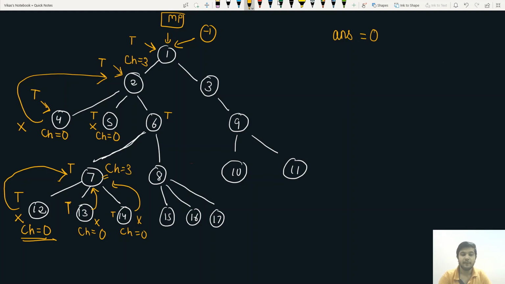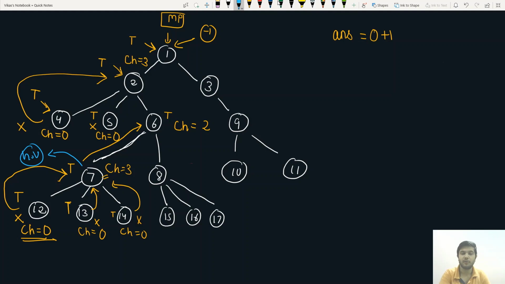Now when we have completely iterated over 7, we are going to fall back to 6. So let's fall back to 6. When we get here, the total number of children for 6 is 2, but the total number of children for 7 is 3. That means it is a happy vertex because 7 has more children than 6. So we are going to add 1 to our answer. Let me mark it as a happy vertex. So 7 is our happy vertex.